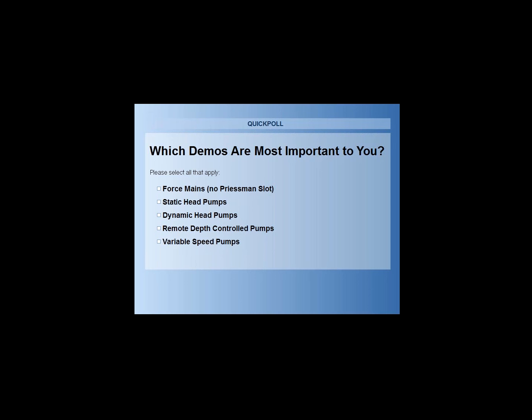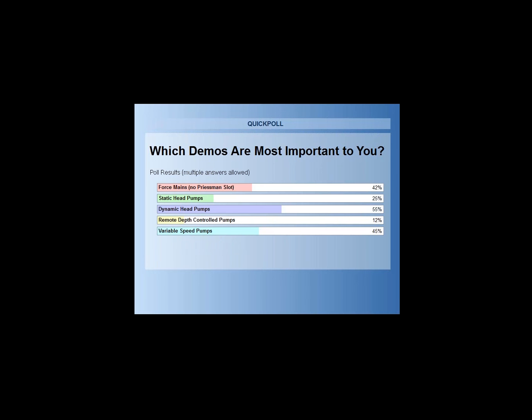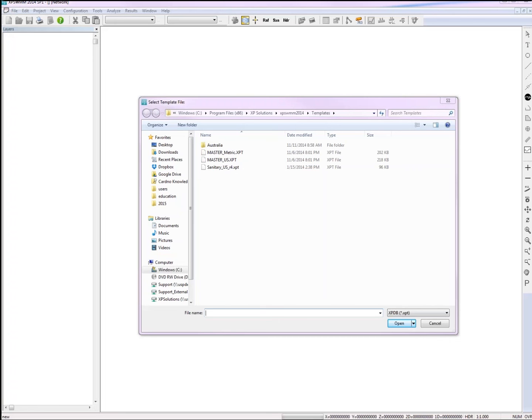All right, I'm going to close the poll in the interest of time, and I'll share the results. We've got dynamic head pumps, variable speed pumps, and force mains. I'm going to try to get through those 3. Sorry, remote depth control pumps and static head pumps also got votes. Appreciate your interest there, but we'll start with dynamic head, that was number 1, then we'll do variable speed and force mains, and hopefully we'll get that done in time.